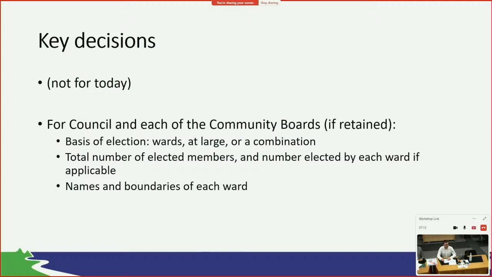And just noting the key decisions, not for today, because today is a workshop and we're looking for your discussion and guidance, but ultimately, council is required to resolve for both council and the community boards, if they are indeed retained, firstly, the basis of their election. As I said, are you elected via wards or at large, or a combination of the two, because you can have that? What is the total number of elected members, and if there are wards, how is that split? And then the names and boundaries of each ward. If there are community boards, the same applies to them.